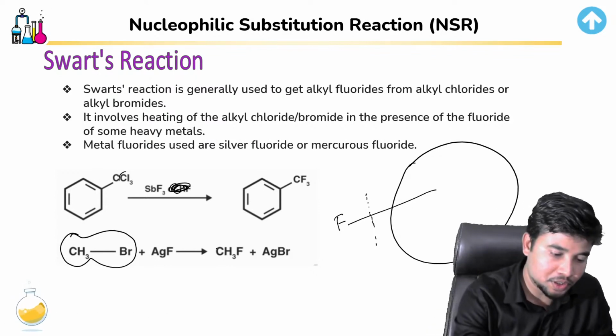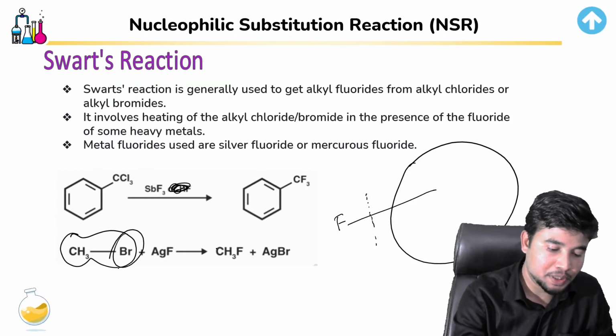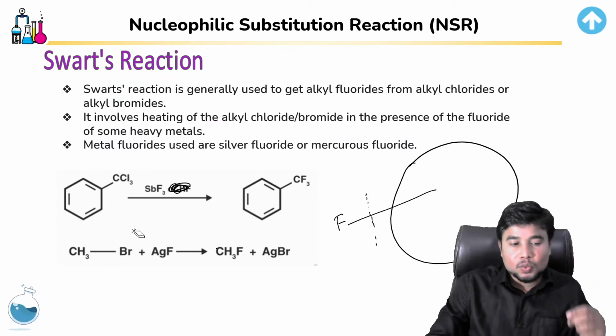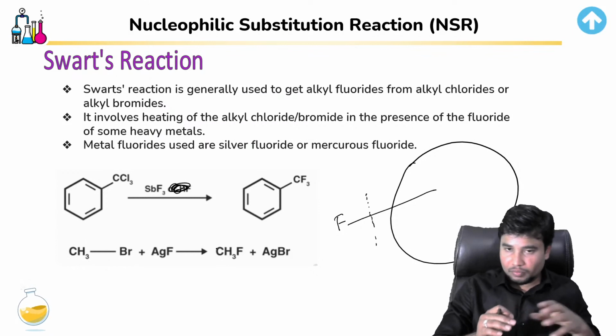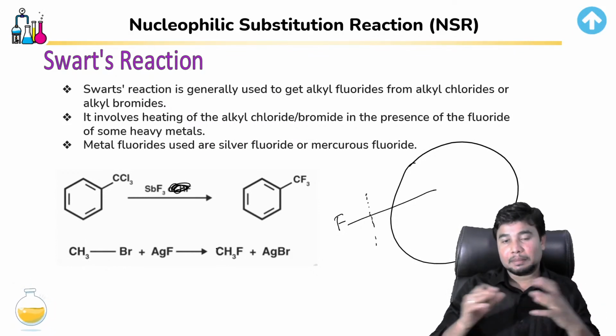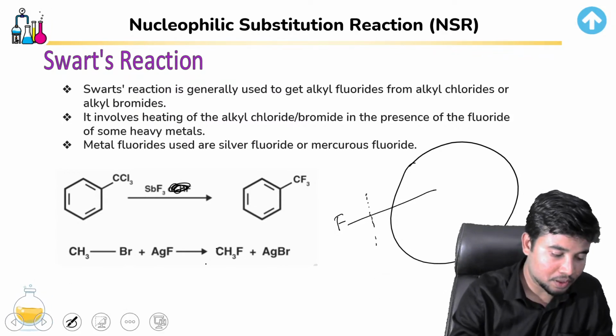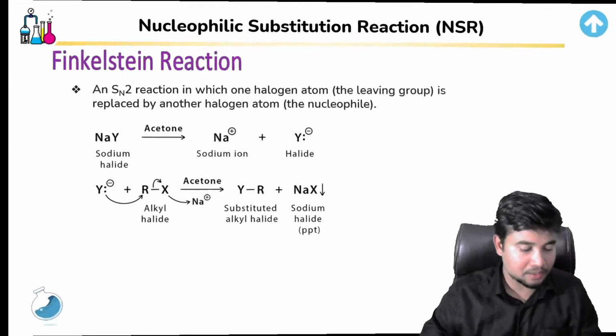So you just see over here, the Cl groups are replaced with fluorine. And you can see at the bottom, this bromine is replaced with fluorine. This is called the Swarts reaction. So with heavy metals, large metals, it is usually combined. This reaction. Let us move further and look at more things.